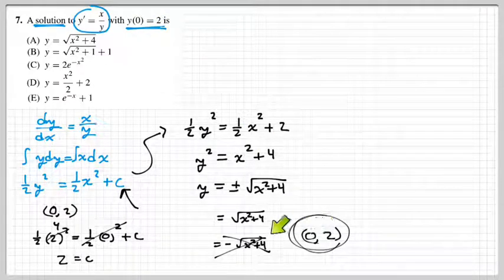And so when I plug the 0 into this, I get 0 plus 4 is 4, and then the square root of that is 2, then I have a negative. That'll be a negative 2. That's not a 2. So it has to be the positive one. So we're going to circle the A right there as our solution.